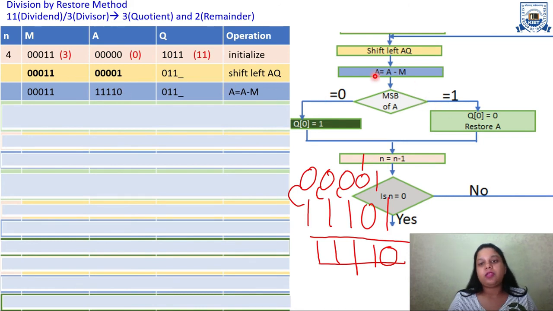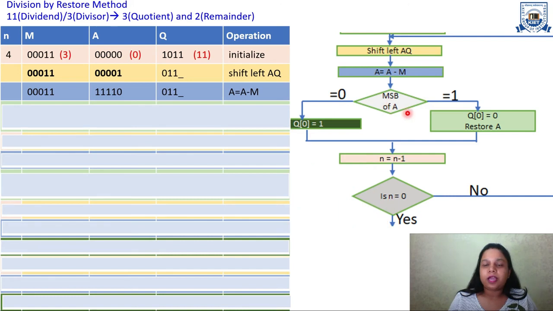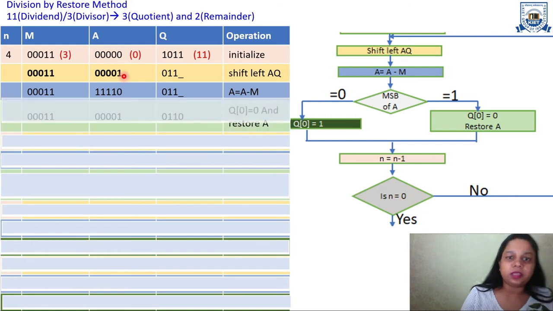Now next instruction is saying that check the MSB of a. So let's check. MSB of a is 1. So if the MSB of a is 1, we need to do this step. At the place Q0, we need to place 0. It means it's saying that on this position place 0 and restore a. What is restore a? Restore a means that omit this value and use the previous value, that is 4 times 0, 1.